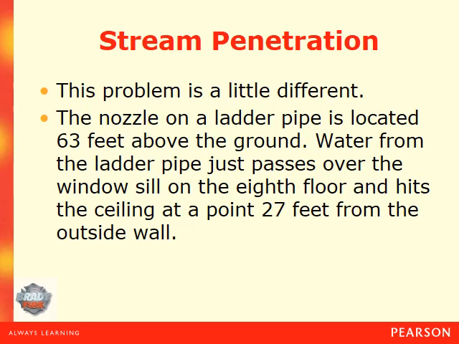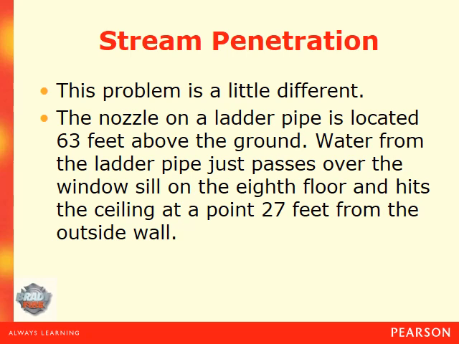Okay, so let's look at it a slightly different way now. The nozzle on the ladder is located 63 feet above the ground. So instead of shooting the water from the ground, you're shooting it from the ladder. So that's going to change our height difference variable. The water from the ladder pipe just passes over the windowsill on the 8th floor and hits the ceiling at a point that is 27 feet from the outside wall.